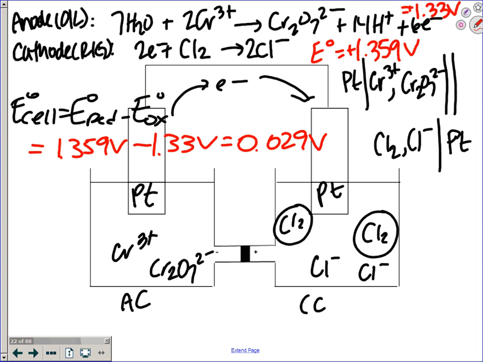Chromium's like, I kind of want my electrons, and chlorine's like, I'm cool with not having the electrons, so they really don't let the electrons flow. So this potential is low, but it's positive, which is important. Okay? So, I want you to note two things so far. Every single time, the two times we've done reduction potential now.